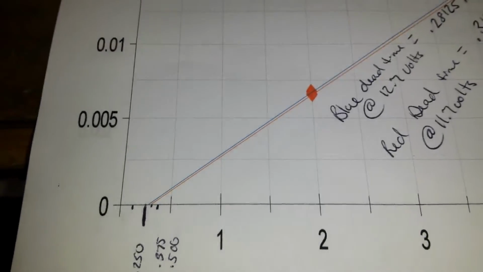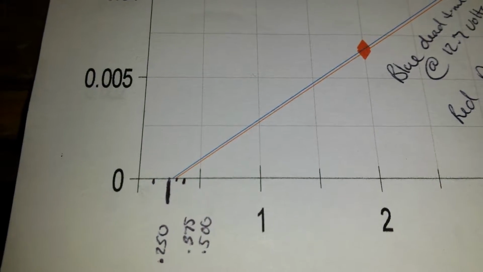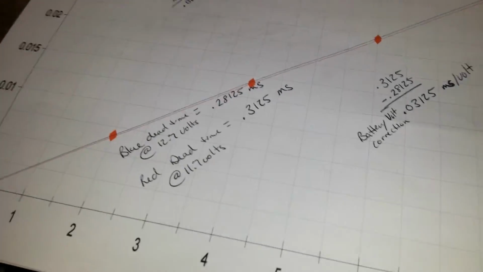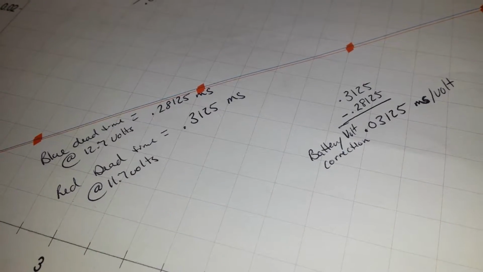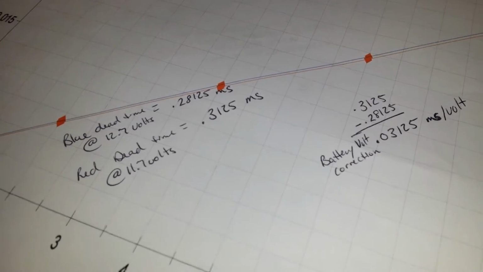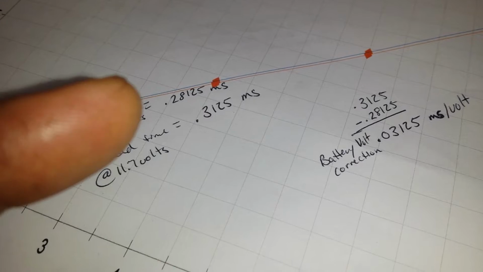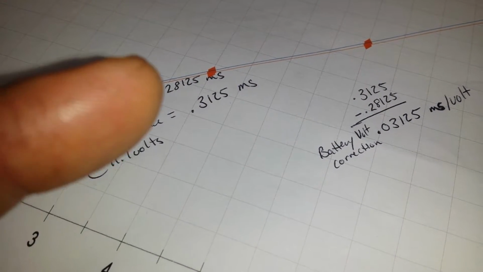So it made it pretty simple, and the blue line is right in the middle of both of those. Focus in there. There we go. So it made it pretty convenient. I think this is fairly accurate. I'm happy with it. I mean, that's probably more than what most people will do. The blue line, dead time at 12.7 volts is there, and the red at 11.7 is there.